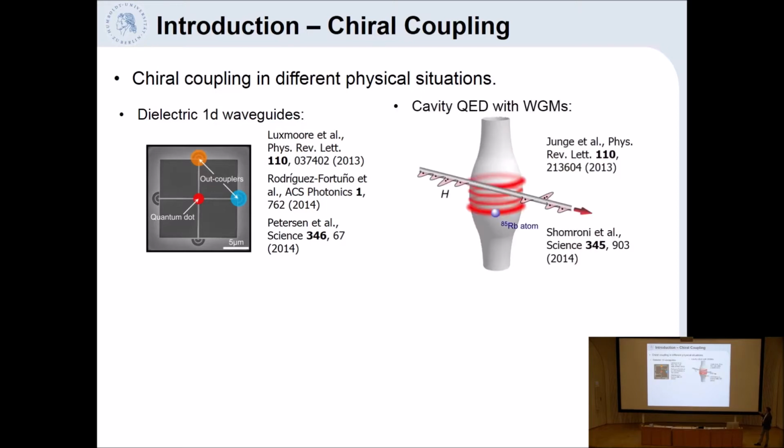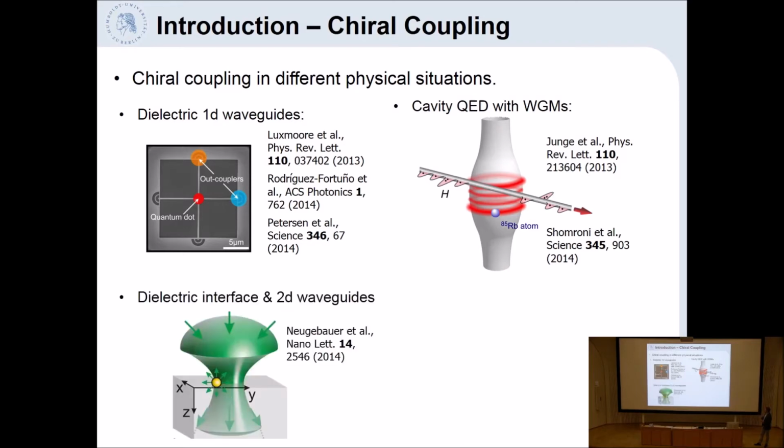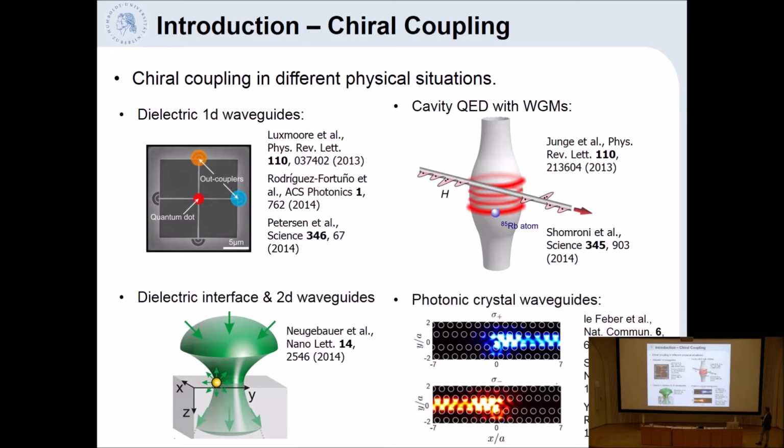In our group, we first came across the phenomenon when studying cavity quantum electrodynamics, where we couple a single rubidium atom to the evanescent field of the whispering gallery mode in a whispering gallery mode resonator. The same thing happens when you just put a gold nanoparticle on a dielectric interface or a 2D waveguide, and it can also be realized in photonic crystal waveguides. And when you look at the years of publications, you see that all these things happened more or less independently and at the same time at different places.